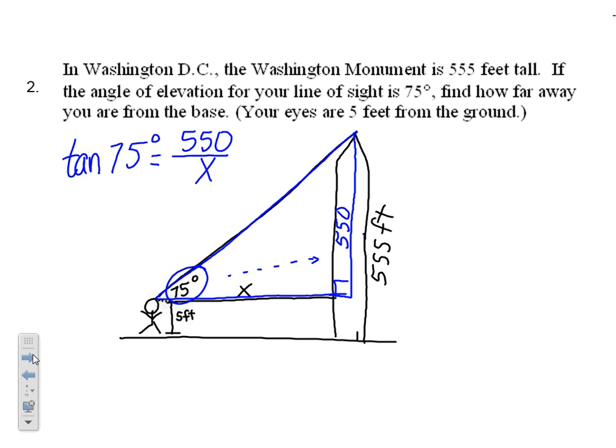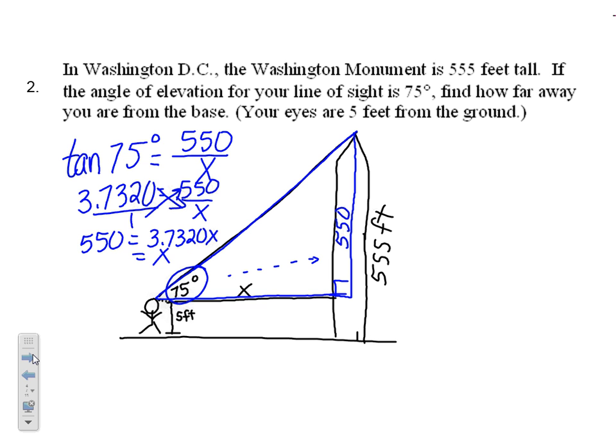So now we'll ask our calculator what is the tangent of 75. The calculator says 3.7320 equals 550 over x. And then we place them over 1 and cross multiply. 1 times 550 is 550. That times x, 3.7320x, dividing by that decimal. So 550 divided by 3.7320 is 147.4 feet. So we are standing 147.4 feet away from the Washington Monument.